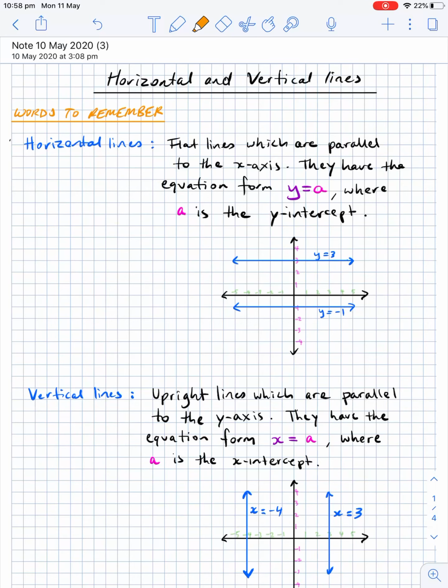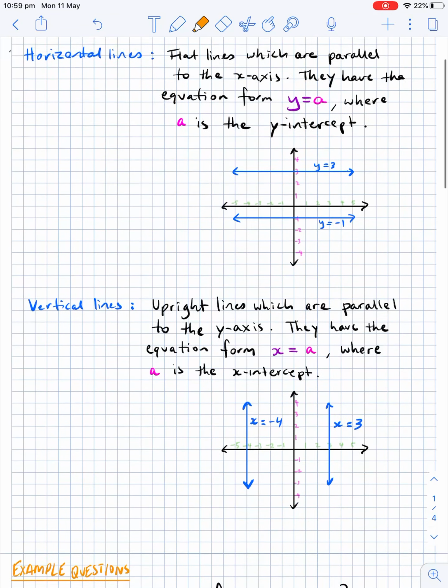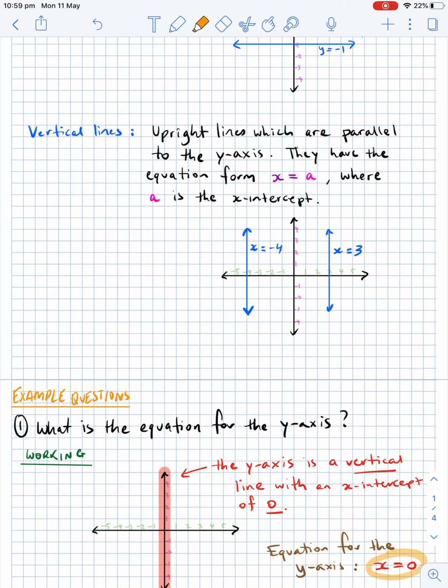Okay, so have a look at these lines here. Notice that they're parallel to the x-axis, and they have the equation y equals some number. You can see that this line has the equation y equals 3, because have a look at its y-intercept. It hits it at the number 3. The same thing applies for this y equals minus 1. It has a y-intercept of negative 1. So that's why it has that equation. All you have to remember is that horizontal lines are y equals something, where that something is the y-intercept.